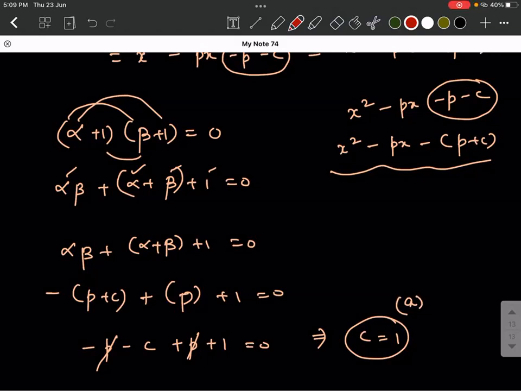Is that clear? First of all, did you guys understand how to find whether it is in standard form or not? Yes. That is most important.